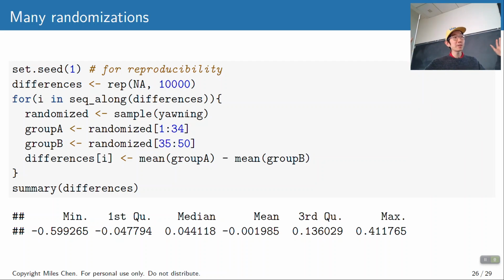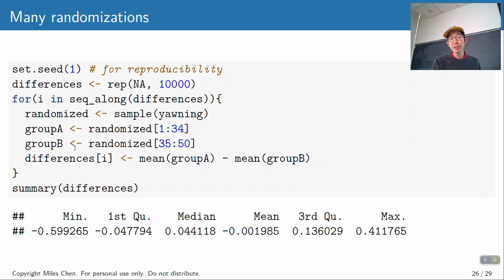I take that vector of 50 and I shuffle it. I do sample yawning, so randomized is just a shuffled group of 50. Basically, I'm shuffling my cards here. I put the first 34 into group A, so who ends up in group A is random. I put the remaining 16 into group B, so who ends up in group B is also random. Then I calculate the proportion in group A that yawn, calculate the proportion in group B that yawn, take the difference between those, and write that down in differences box i, differences sub i. And I do this 10,000 times.